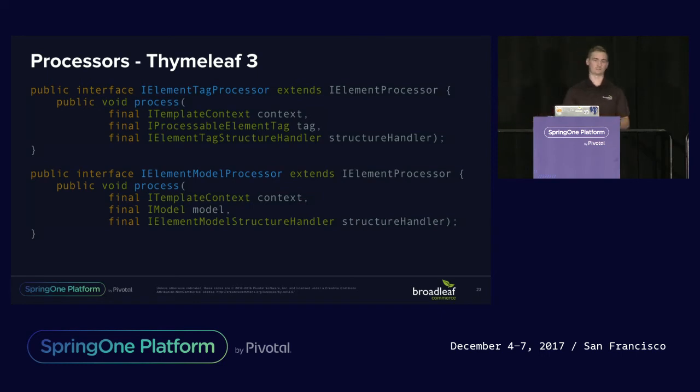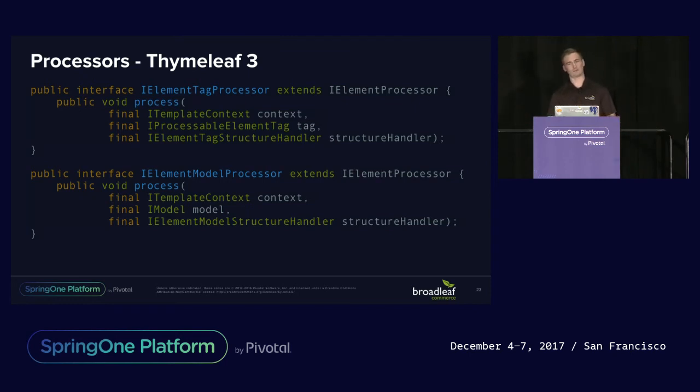So this is already a difference. The element tag processor says I want a processor, but I only want to move around with tags. I don't want to actually deal with the body of the tags at all. And then the element model processor, that's the actual model, that's the template, you're actually doing changes on the model itself. You'll see a lot of differences in the arguments here. You have a structure handler and a model itself and a template context.